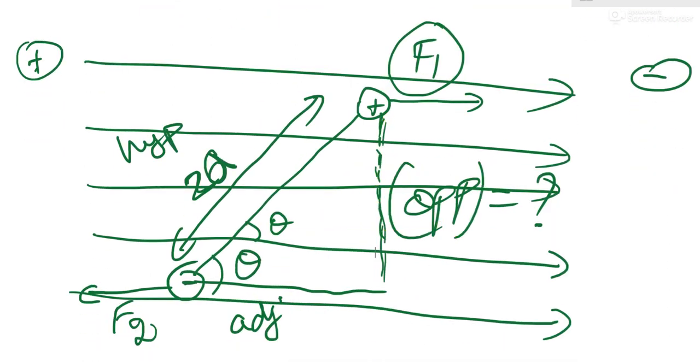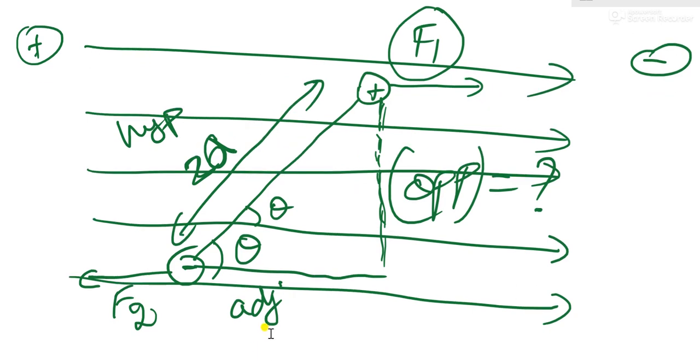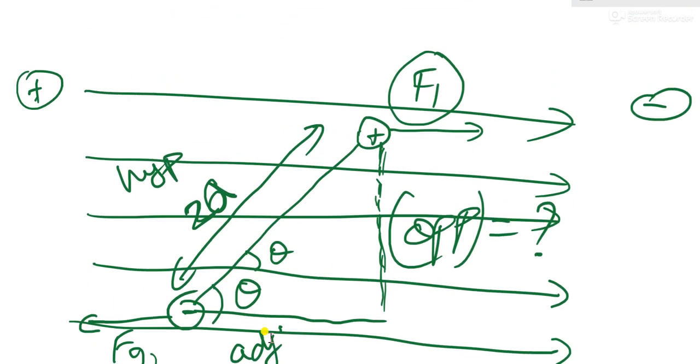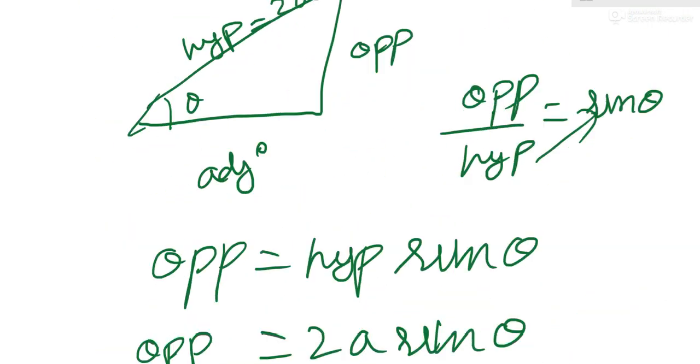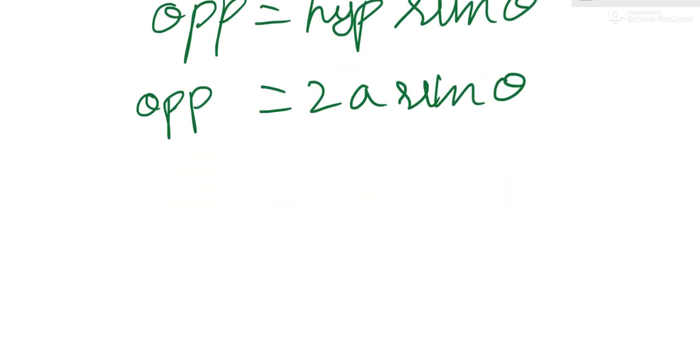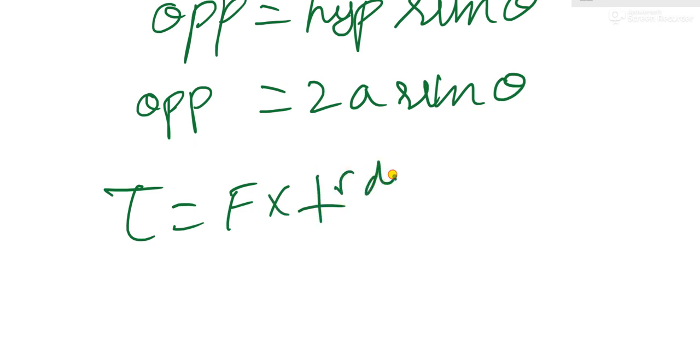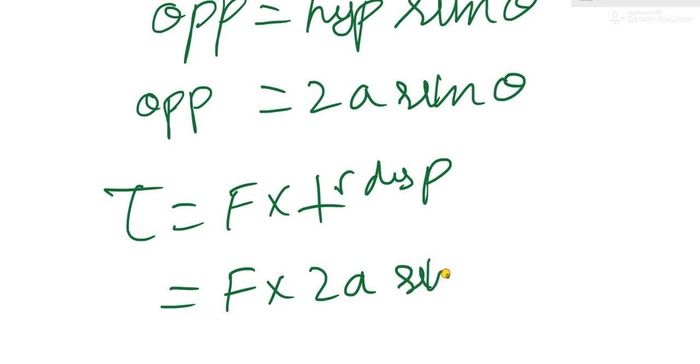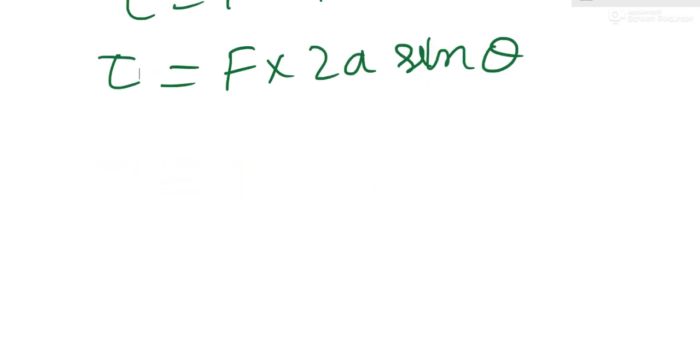We know torque is equal to force into perpendicular distance. If you take the F2 force, this is the perpendicular distance. If you take the F1 force, this opposite side is the perpendicular distance, which we found already. Torque is equal to force into perpendicular distance. Our perpendicular distance is 2a sin theta, so torque is equal to force times 2a sin theta.